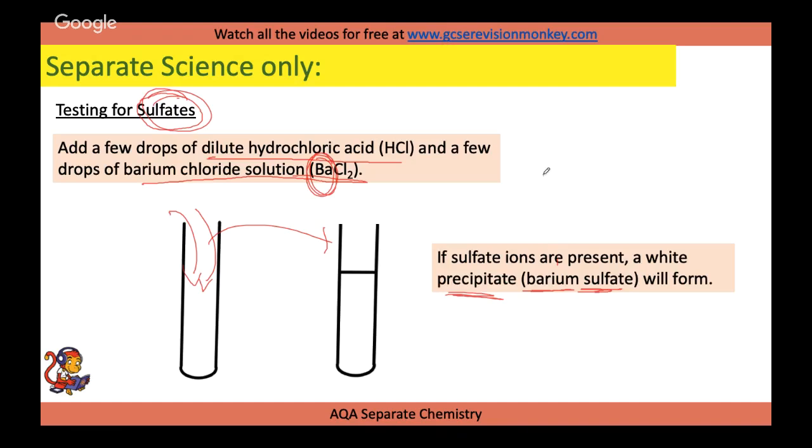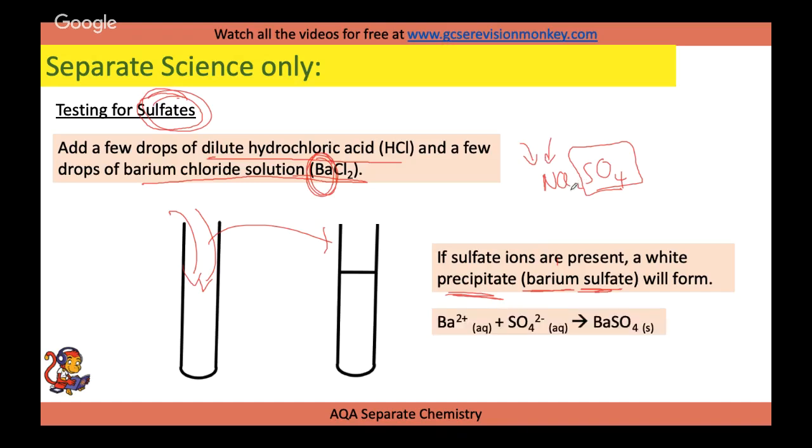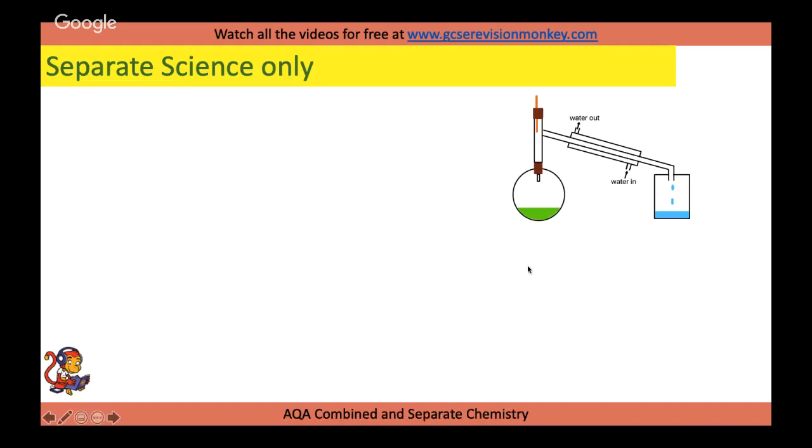So you would have identified it as sodium sulfate, for example, if previously you identified your metal ion as sodium. And that's just showing it there. Barium ions and sulfate ions making barium sulfate. Solid there, look out for that. That's showing you that a precipitate is formed if it's got a solid.